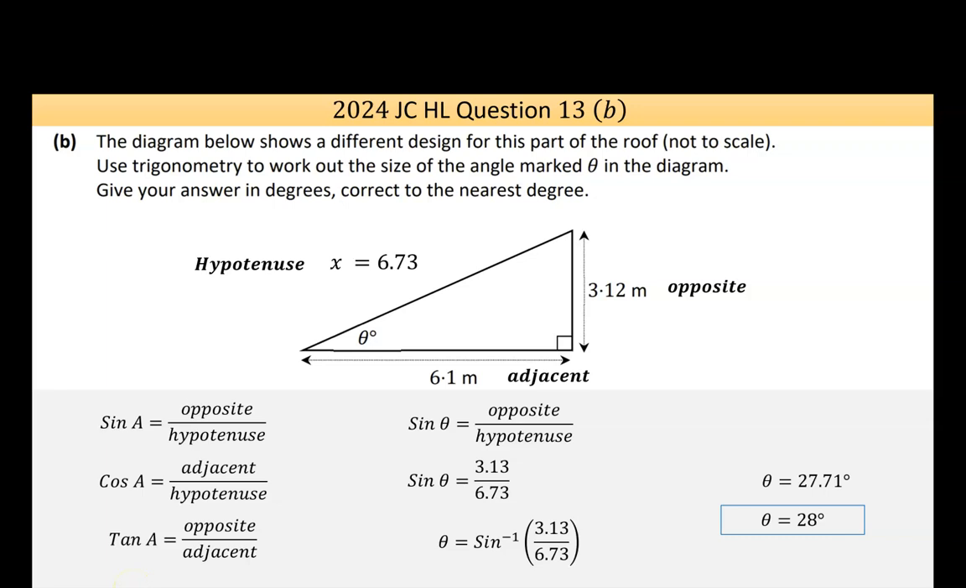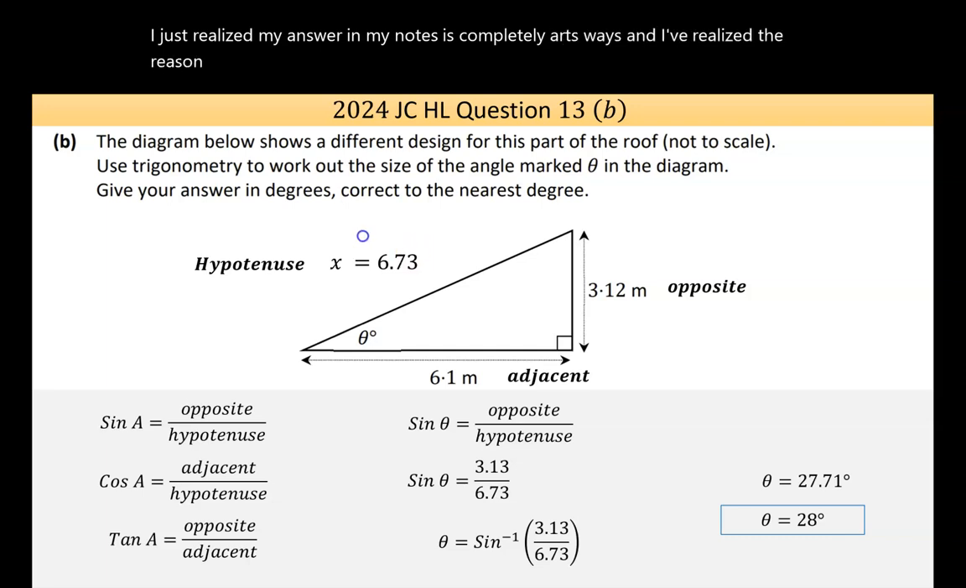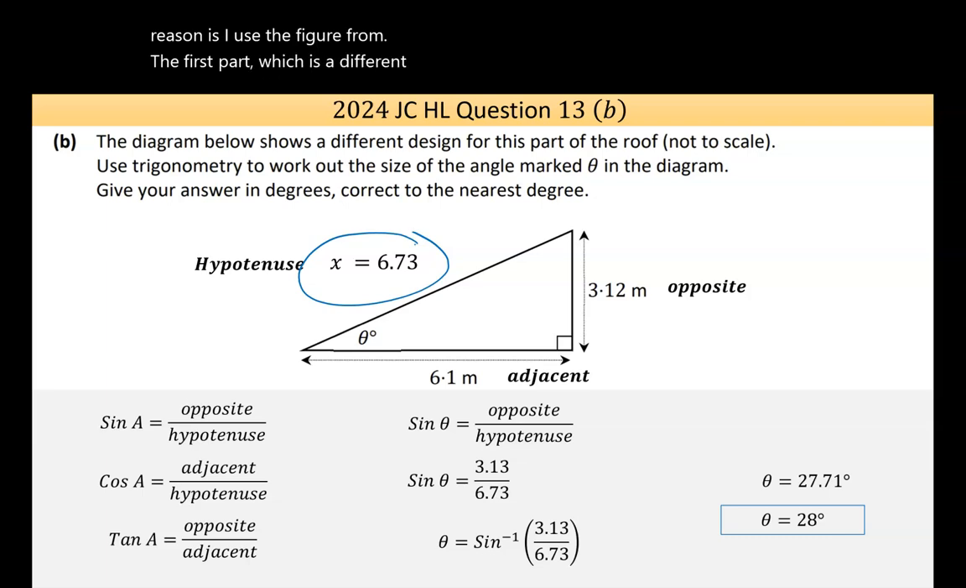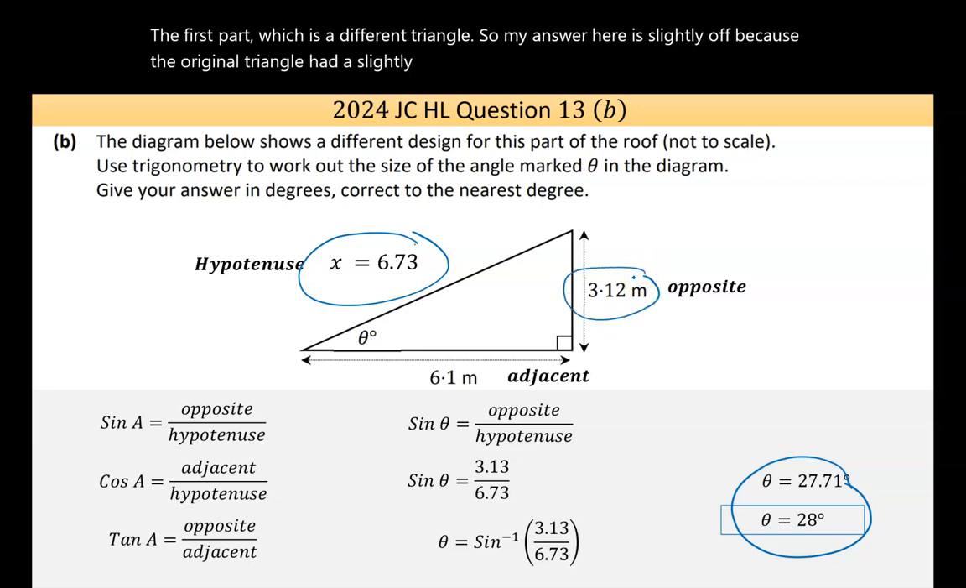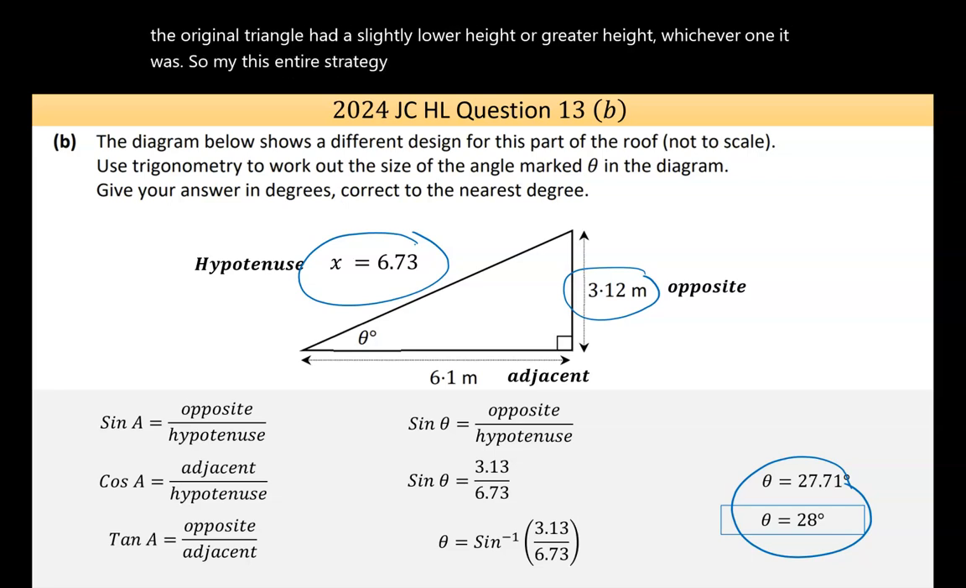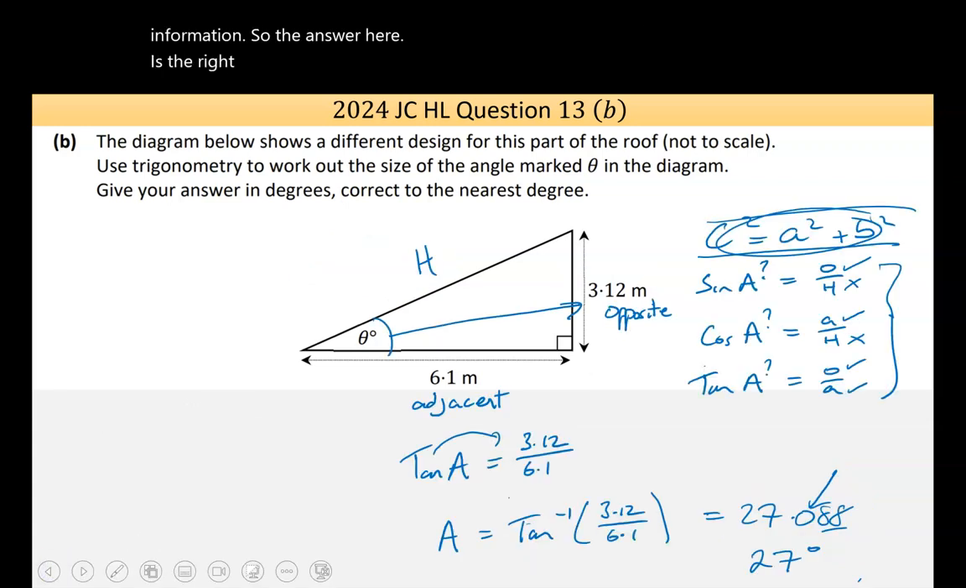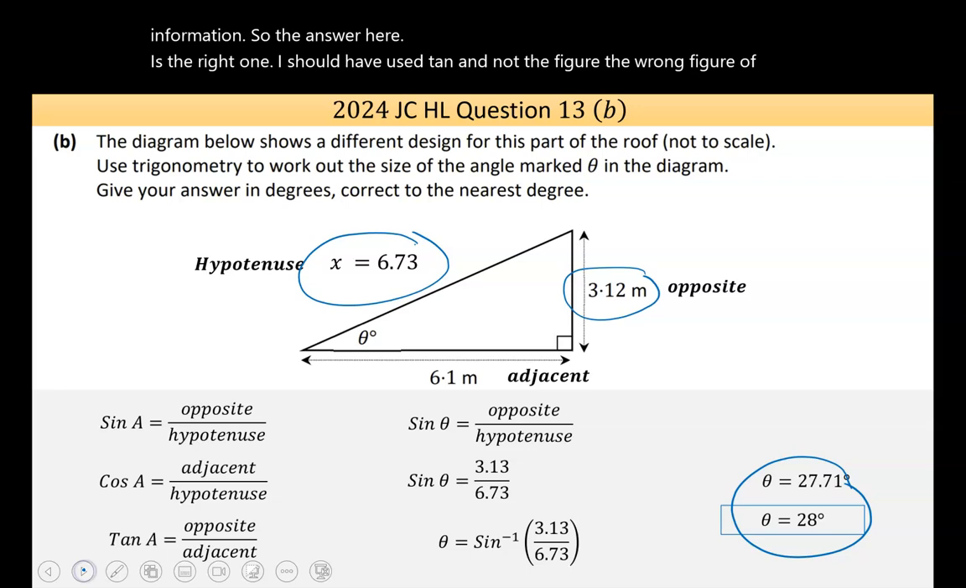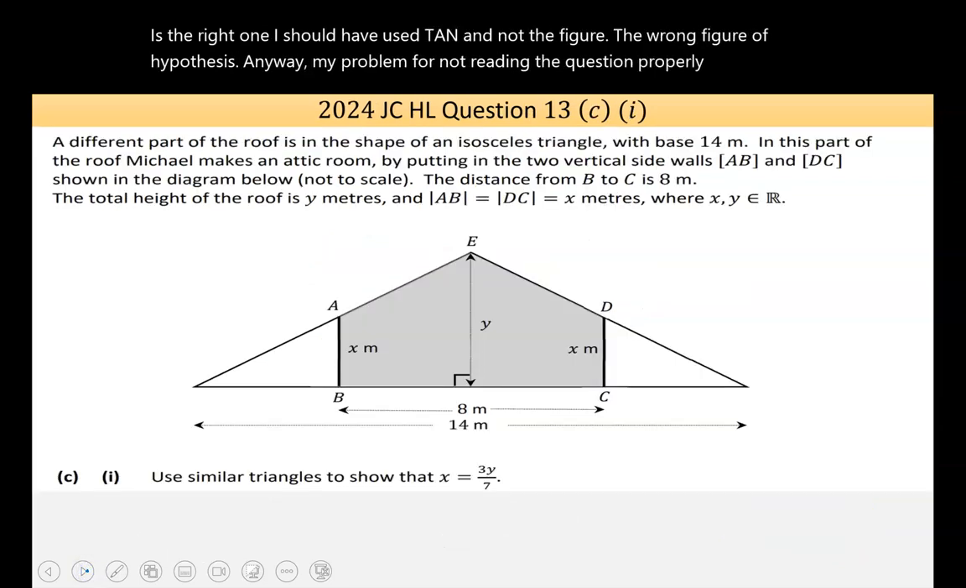Now I've just realized my answer in my notes is completely wrong, and the reason is I used the figure from the first part, which is a different triangle. So my answer here is slightly off because the original triangle had a slightly greater height, whichever one it was. So this entire strategy is the correct strategy, but based on wrong information. So the answer here is the right one. I should have used tan and not the wrong figure of the hypotenuse. Anyway, my problem for not reading the question properly when I initially made the notes.